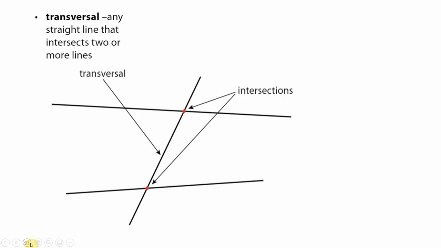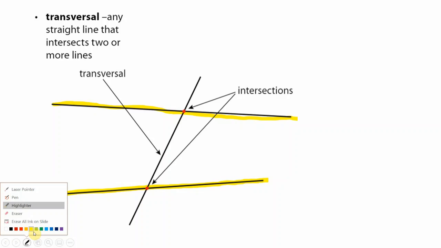So here we have one straight line. We have another straight line. And it is intersected by another straight line. So that straight line that intersects the two other straight lines, we refer to that as the transversal.